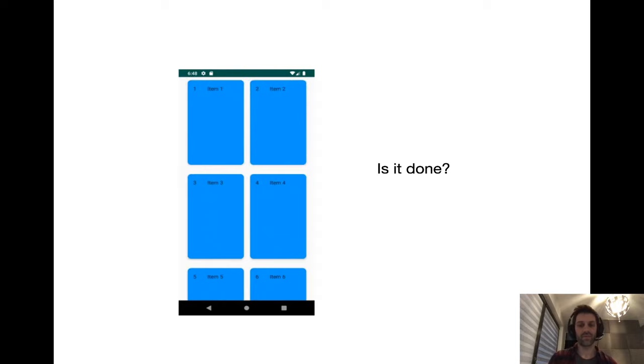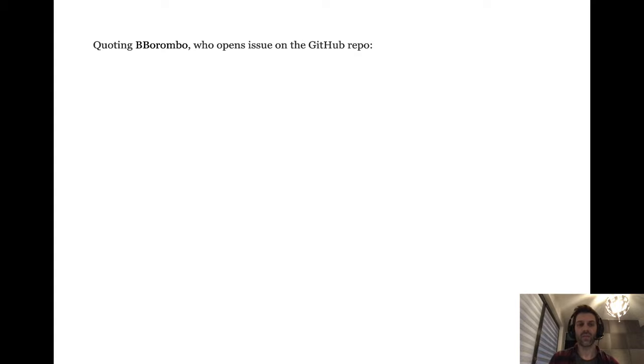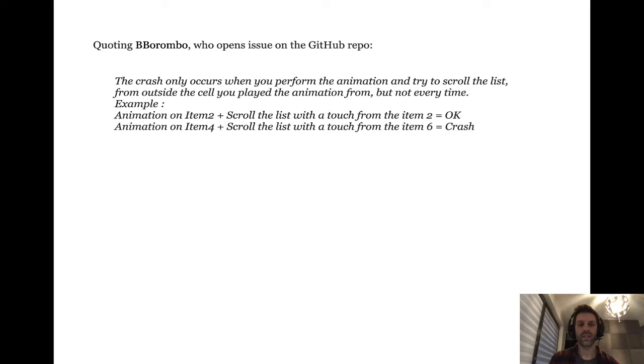Is it done? Nope. Because we have a null pointer exception, my old friend. There was a very strange situation. In some cases, I couldn't define in which exactly, I got the null pointer exception, but one user from GitHub opened an issue on my GitHub repo, and he said that the crash only occurs when you perform the animation and try to scroll the list from outside the cell you play the animation from.